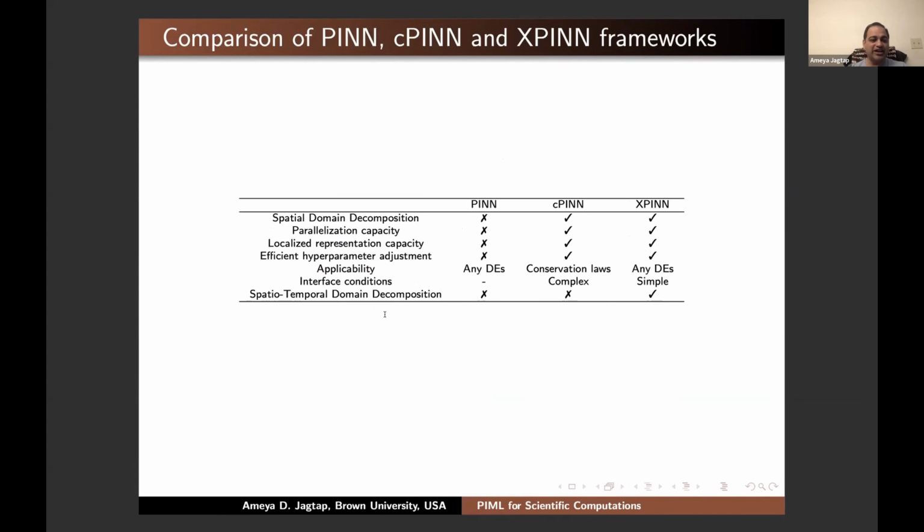So that's the comparison between PINN, CPINN, and XPINN. We can decompose in space, yes, for CPINN and XPINN, but not for PINN. We have parallelization capacity for CPINN and XPINN. Local representation capacity, yes. We can efficiently adjust all the hyperparameters for both. Applicability: for CPINN, it's just conservation laws, but for XPINN it's any PDE, just like PINN. Interface conditions are simpler in XPINN compared to CPINN, and we can also decompose in time. So XPINN is a more general approach compared to CPINN, and more advanced than the vanilla original PINN.